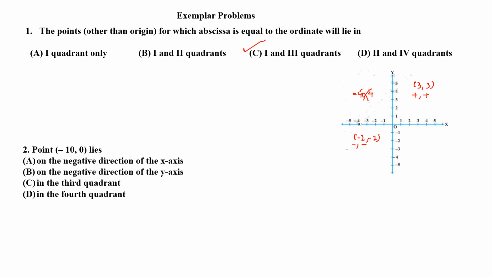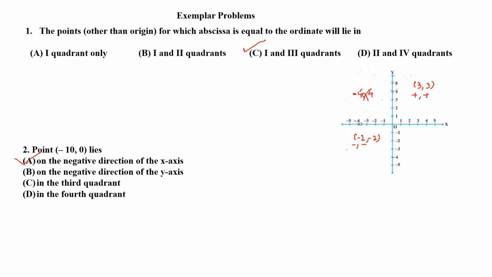Now the point minus 10 comma 0 lies on. There are 4 options given. First of all, you see here the y coordinate is 0. It means this point will lie on the x-axis, isn't it? Now the x-axis is this side also, this side also. Now where will it lie? Here you can see the x coordinate is negative, minus 10. So minus 10 will be this side, isn't it? So from here we can say this point will lie on the negative direction of the x-axis.